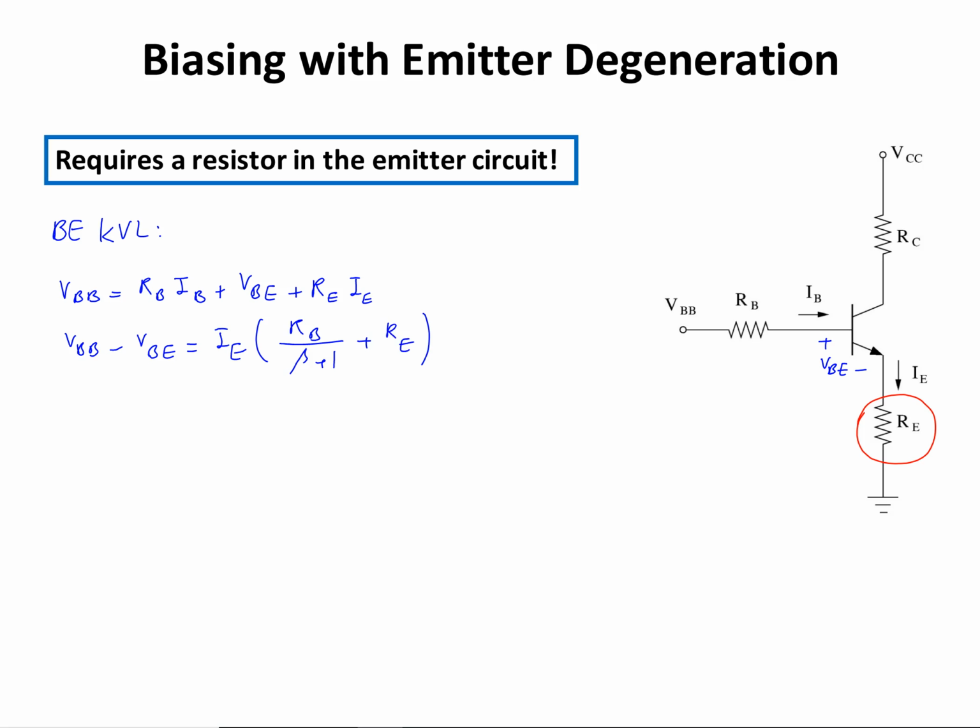Now in this equation, if RB divided by beta plus 1 is much smaller than RE, then I can neglect the first term. So if RB divided by beta plus 1 is much smaller than RE, then VBB minus base emitter voltage is almost equal to IE multiplied by RE. So I remove the beta dependent term in my equation. Now this IE, which is almost equal to IC in the active region, is independent of the value of beta.